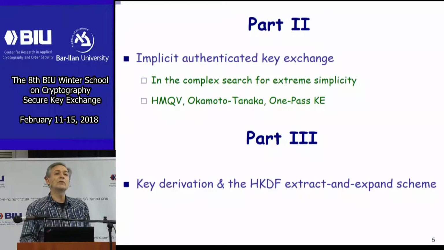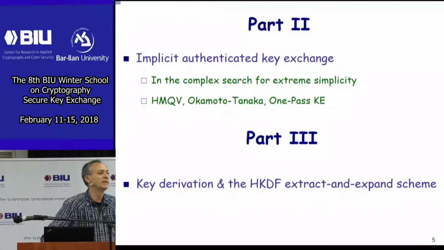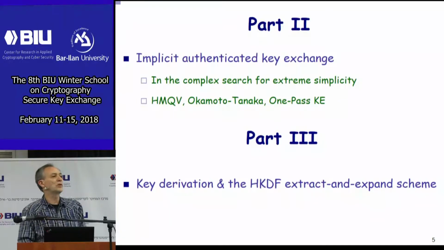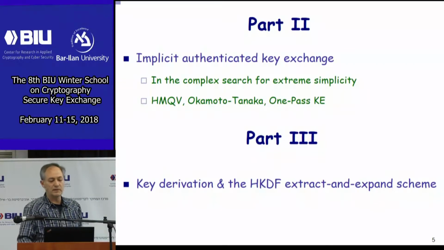Then the second part will talk about implicit authenticated key exchange, which is what I call the complex search for extreme simplicity. I mean, you want to make the protocol as simple, as minimal as possible, but then you have really amazingly simple protocols, but that complicates proofs and things around it. So to give you some examples of that.